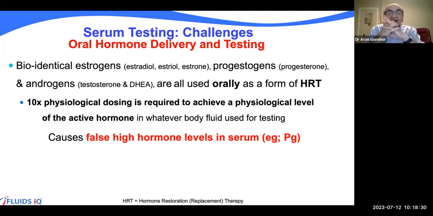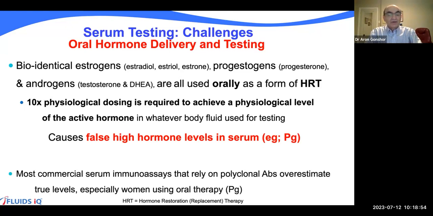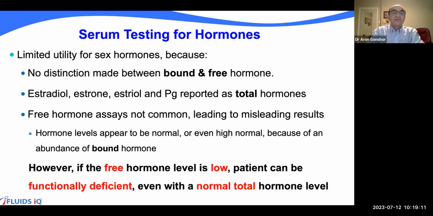You need to know that when you're doing it exogenously, when you're giving these, you need to give in many cases 10 times the physiological dose. You need that to achieve a physiological level of the active hormone. So it can cause extremely false high hormone levels in serum, especially progesterone, and you need to be careful. Most commercial serum immunoassays that rely on antibodies very much overestimate the true levels, especially for women using oral progesterone therapy. You've got to be very careful of that.